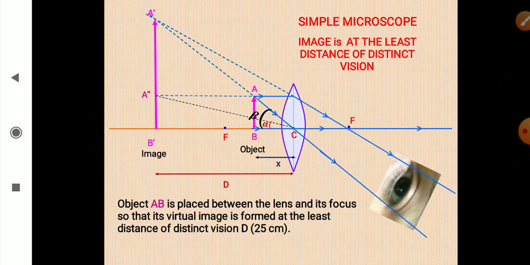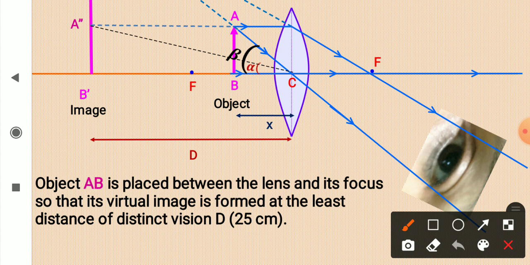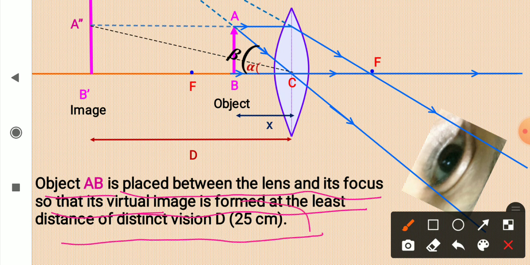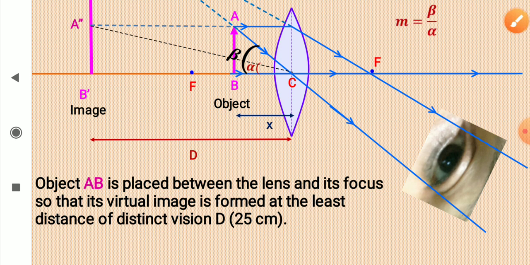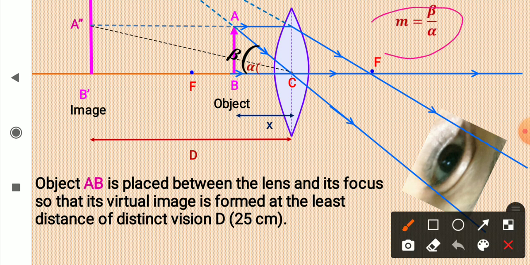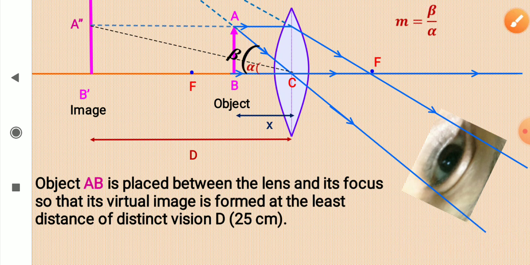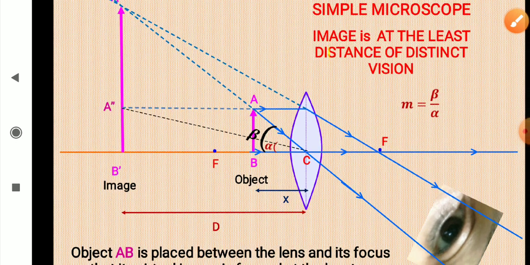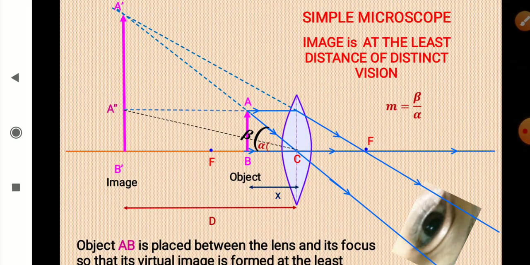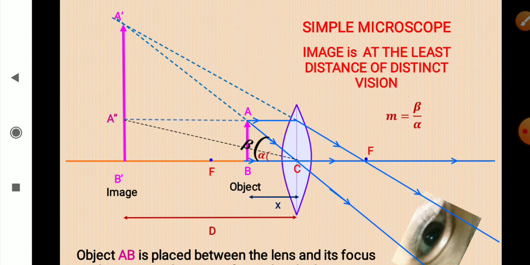So now see, it's working. Object AB is placed between the lens and its focus so that its virtual image is formed at the least distance of distinct vision D, which is this one, 25 centimeter, and relation for its magnification is beta upon alpha, this angle beta upon alpha. And now, before I move to next slide, let us discuss few things here.